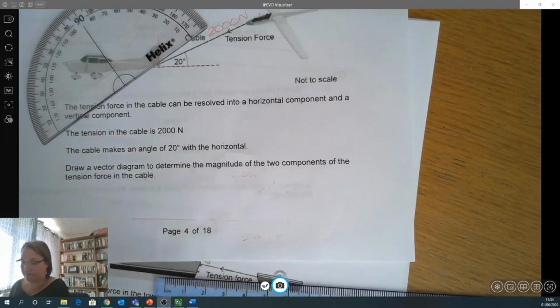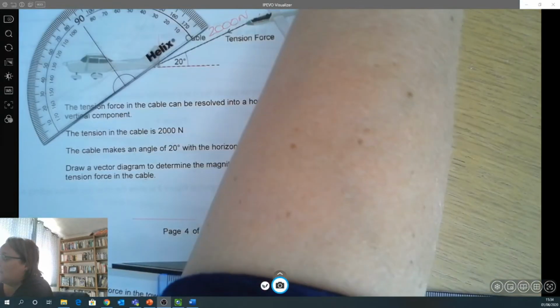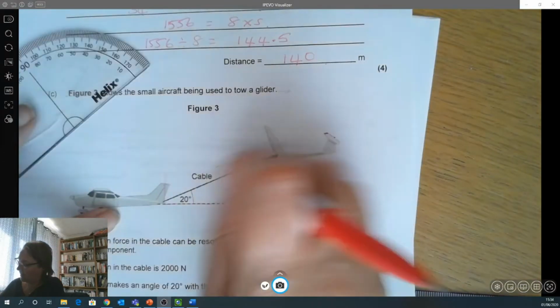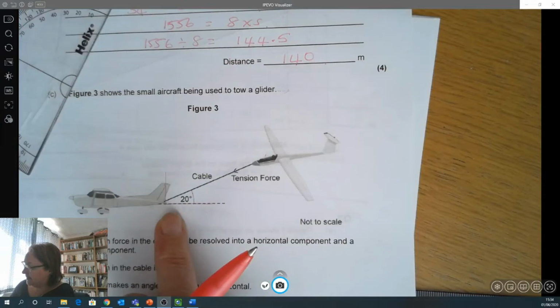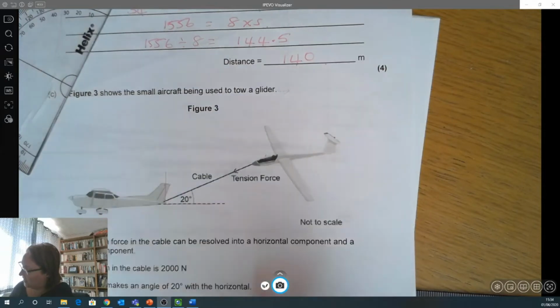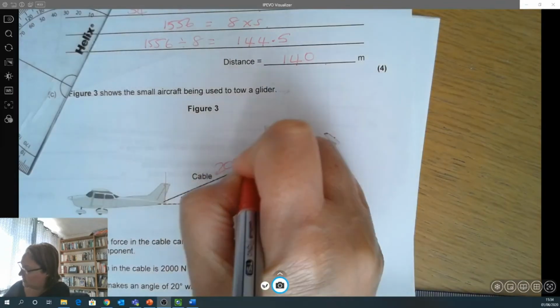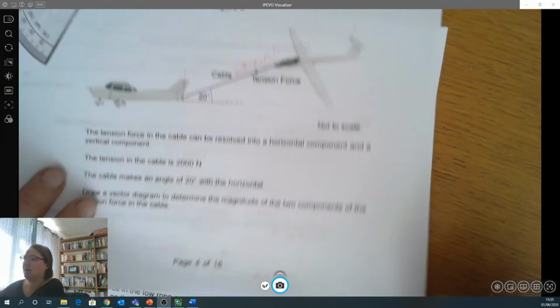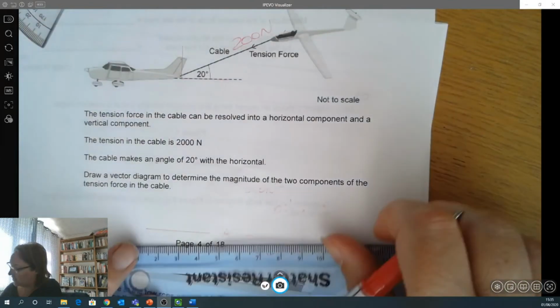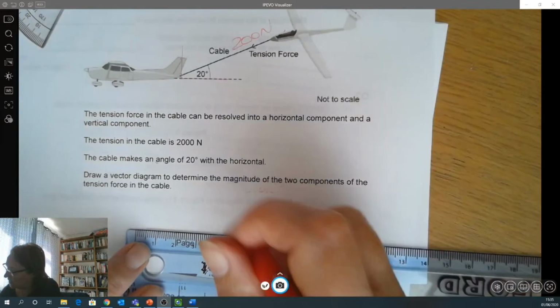So what we need to do next then is I have an aeroplane being towed by a glider. The tension force in the cable can be resolved into a horizontal and a vertical component. The tension in the cable is 2000 newtons, at an angle of 20 degrees. I'm drawing a vector diagram. So, not left me much space, and it's obviously just the way it's printed, hasn't it?